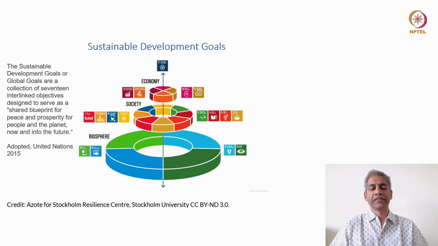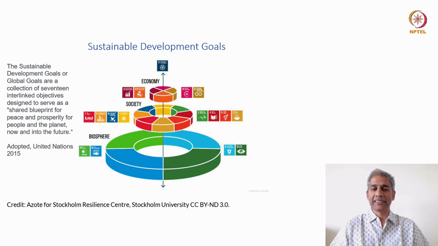The other framework I introduced was that of the Sustainable Development Goals. So how are we to remain within these 9 planetary boundaries and continue to develop as a human society? The SDGs provide us with a pathway to do that. The SDGs are 17 interlinked objectives, and they serve as a blueprint for peace and prosperity for people and the planet. They were adopted during a UN meeting in 2015, and India is also a signatory to the SDGs and achieving the SDGs.